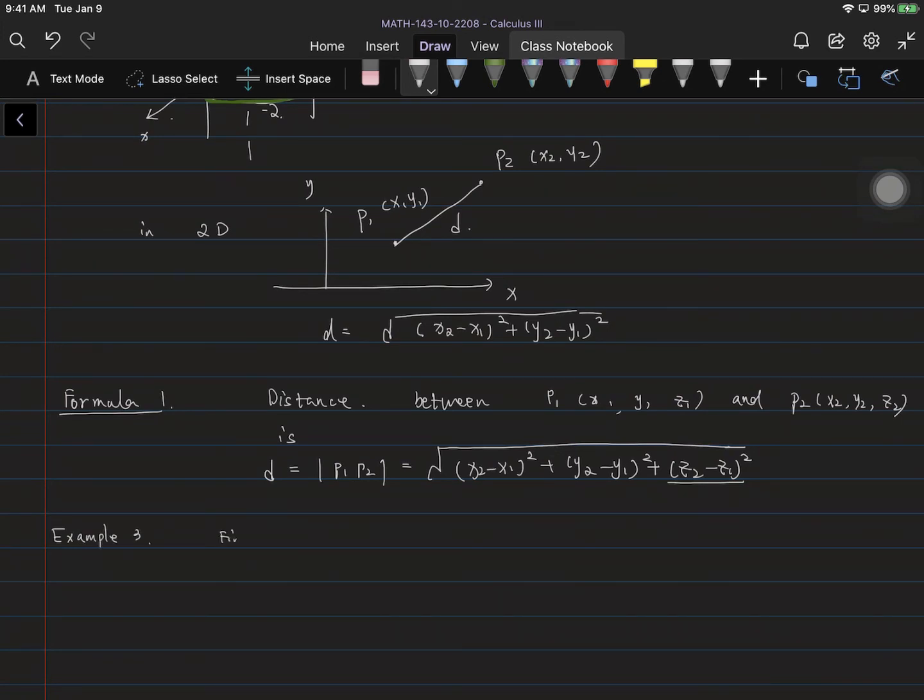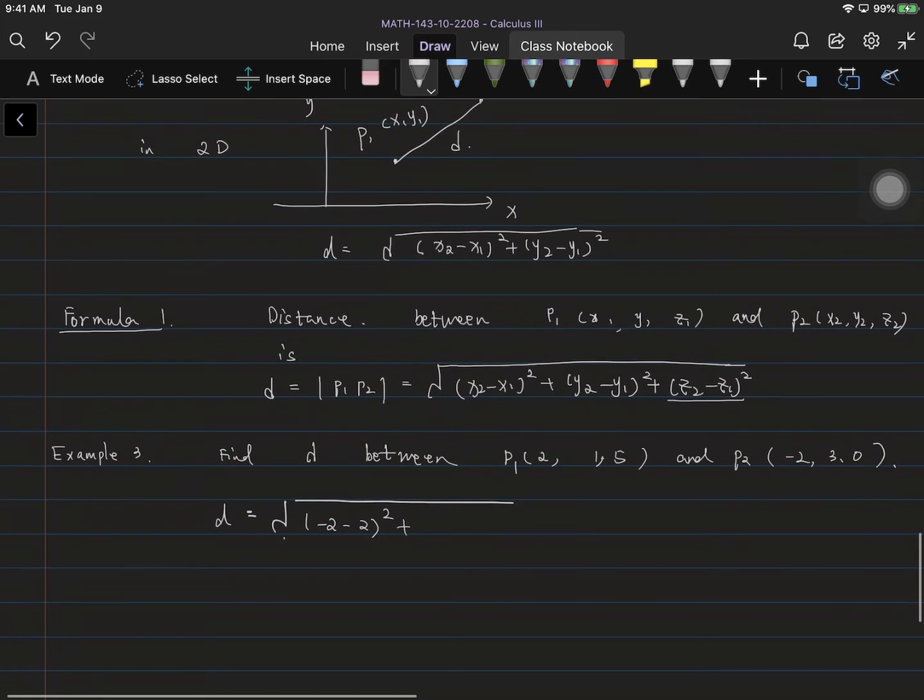Find the distance between two given points, P1, which is (2, 1, 5), and P2, which is (-2, 3, 0). So let's see, we can write down the distance as the square root of (x2 minus x1) squared, plus (3 minus 1) squared, plus (0 minus 5) squared.